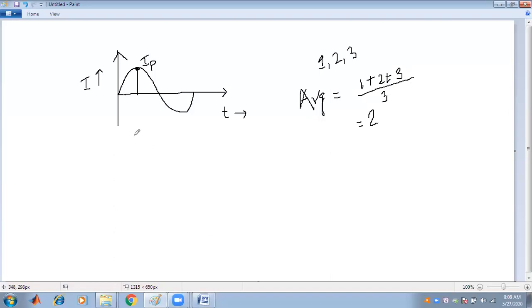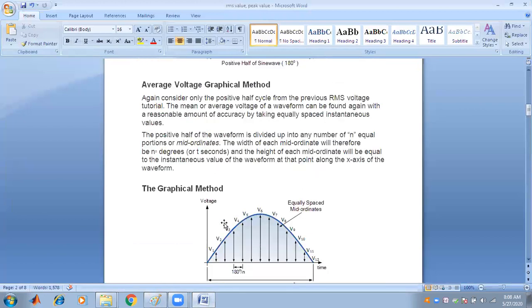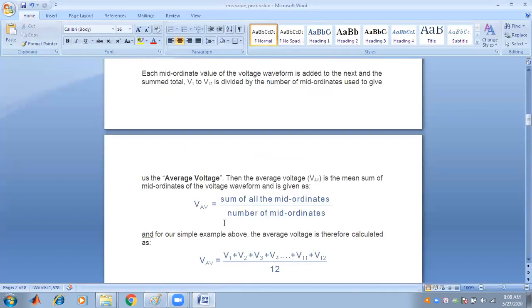For a sine curve, say this is 0 to pi and this is 2 pi, what is the average value? The average value is the total area under the graph divided by the total time period. So there is a concept of integration involved. This is the graphical method in order to find the average value.